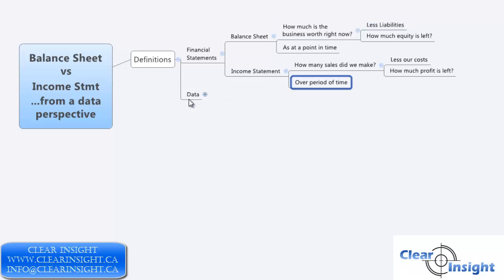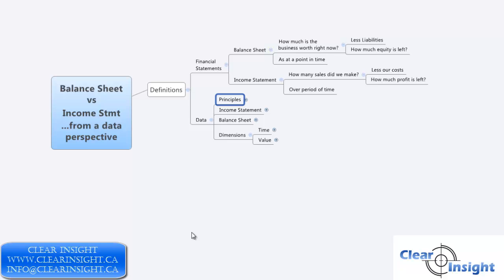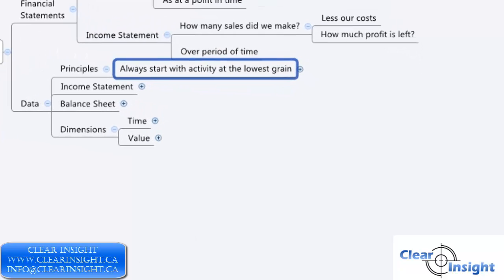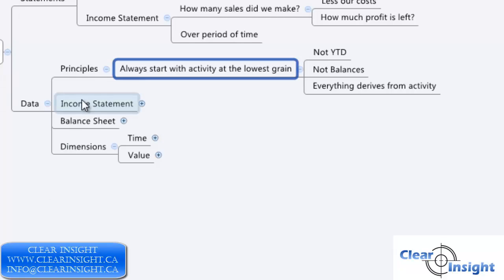So given that, what is the data we really need to support those things? A couple of principles to start with. We always start with the activity at the lowest grain. So we're not starting with year-to-date numbers, we're not starting with balances. Everything derives from activity. Some of you may be saying, well, what about opening balances? What about the balance sheet? Don't worry about that, I'll get to that in a moment.